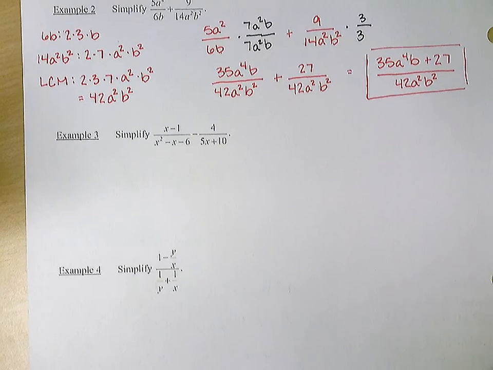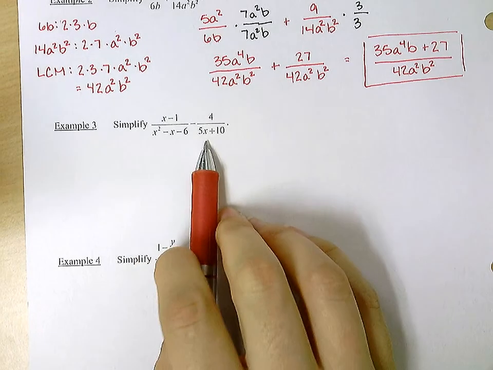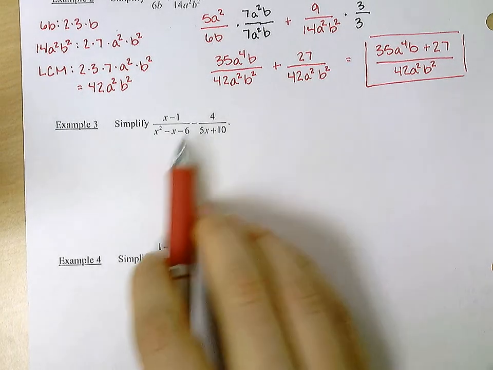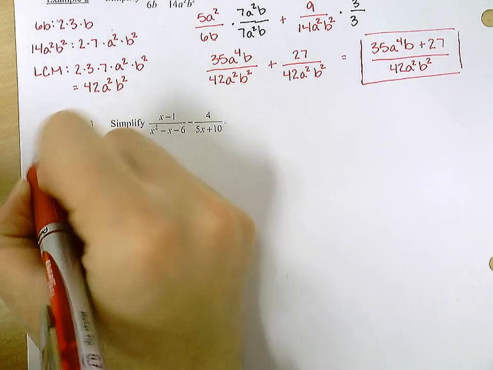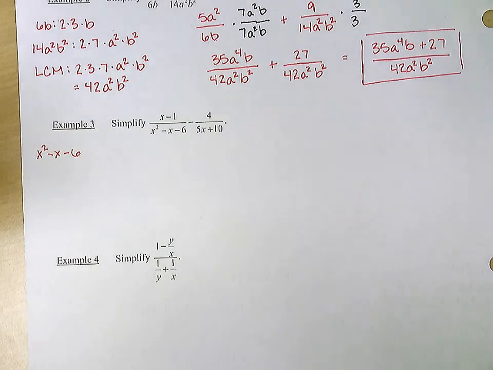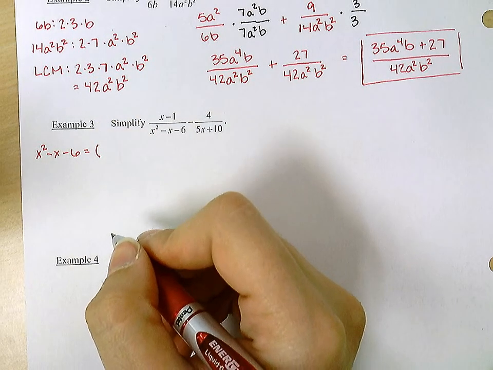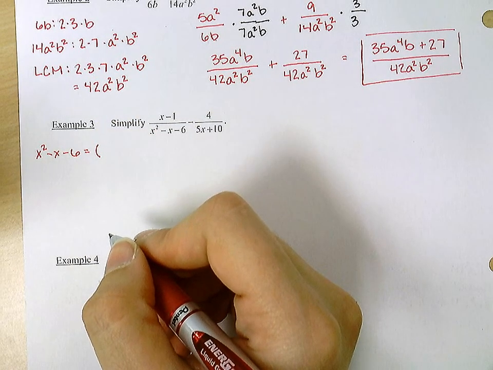All right, we're going to do the same thing in example 3. So we need a common denominator here. So here's my first denominator. It is x squared minus x minus 6. I need to factor that. What does that factor into? Using the x method, what does that factor into?